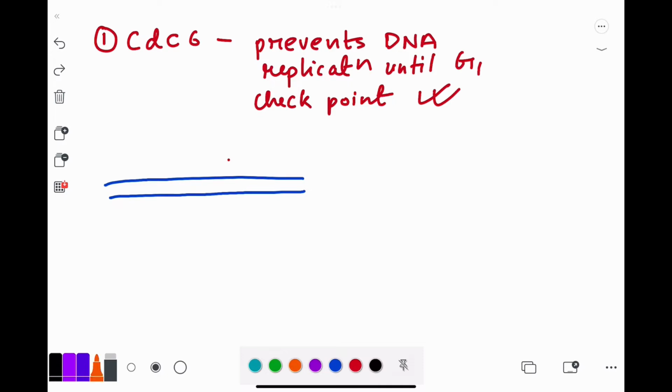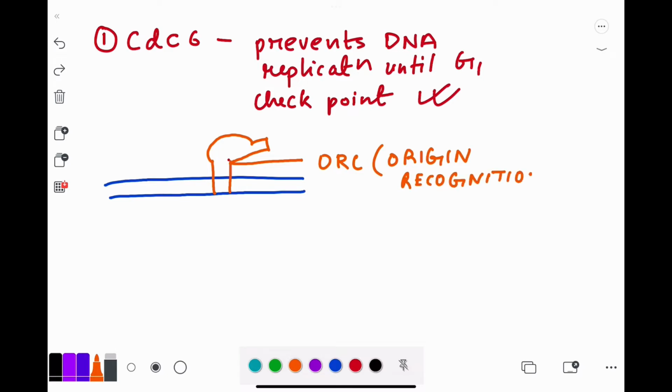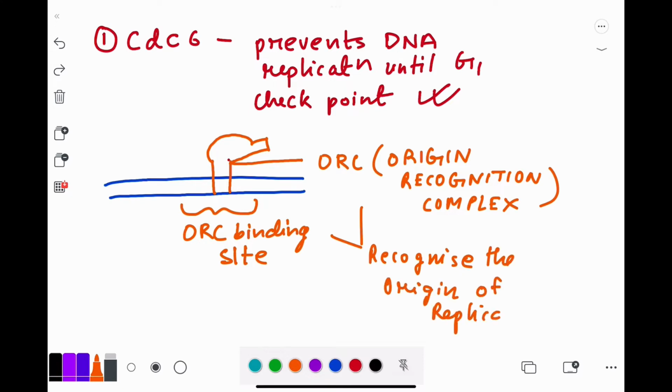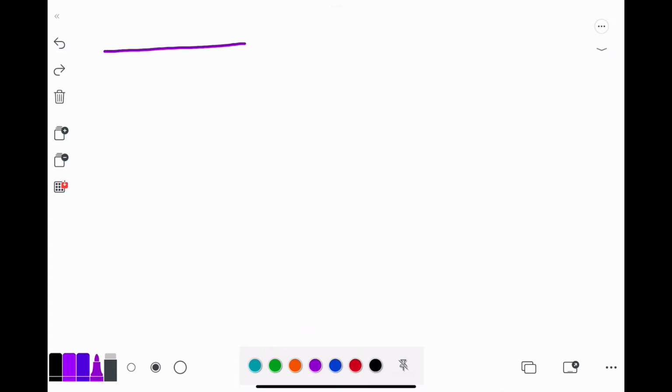So there are certain structures known as the origin recognition complexes, right? This blue colored line represents a double stranded DNA, and this is the origin recognition complex, which binds to sites in the DNA. Binding sites are present for this origin recognition complex. And what is the origin? Origin is a place in the DNA from where the replication starts. We will study that in the replication of DNA. In human DNA, there are multiple origins of replication, right?